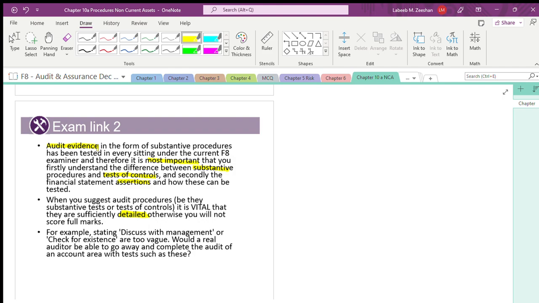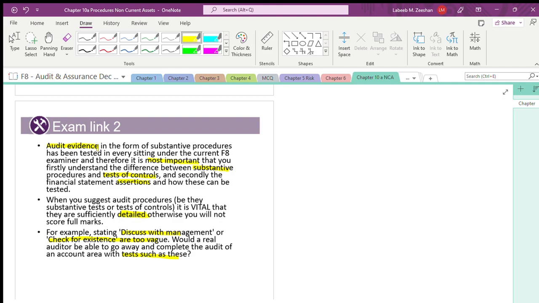There are 2 things that are very important in ACCA. One, you have to attempt the full paper. The second thing is you have to make sure that you do not write 1-line answers. If you focus on these 2 things, it will be easy for us. Now, what they say, for example, discuss, we have done this in the previous case. Stating discuss with the management or check for the existence is too vague. Would a real auditor be able to go away and complete the audit with tests such as this? We should not write general, we have to write very specific.